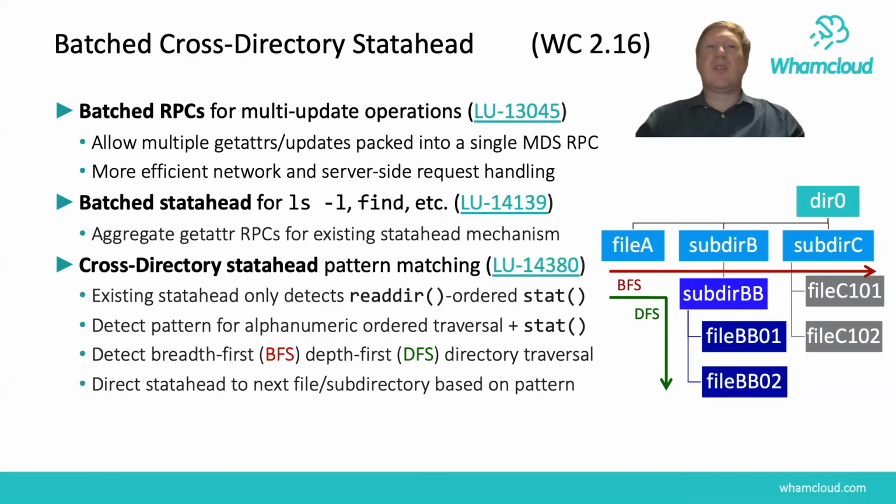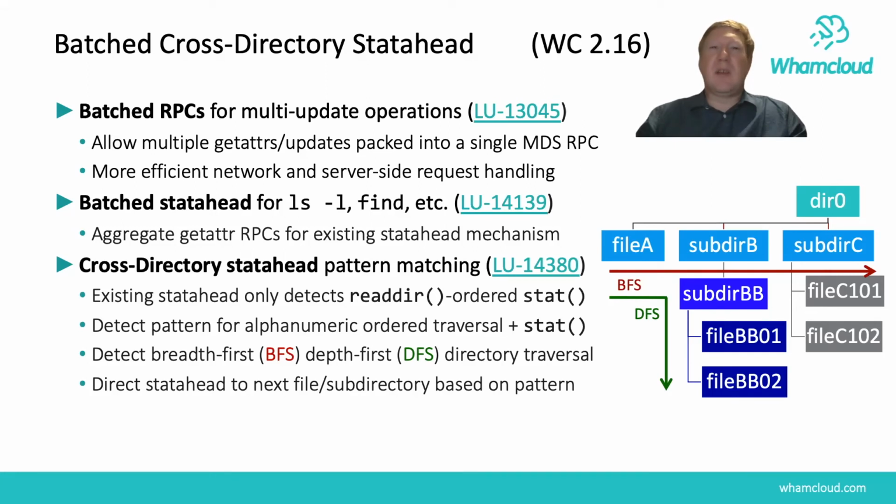One of the features well underway for 2.16 is the batched cross-directory stat ahead. Essentially this is combining a number of components to provide early usage of some features that are going to be used by the write-back caching in the future.